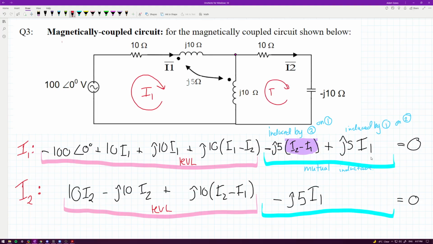This is going to be your loop I2. So honestly, let's start with I2. I2 is kind of a simpler one, and then we'll do I1 after. So let's start with I2 here. The KVL should be pretty straightforward. So it's just 10 I2.